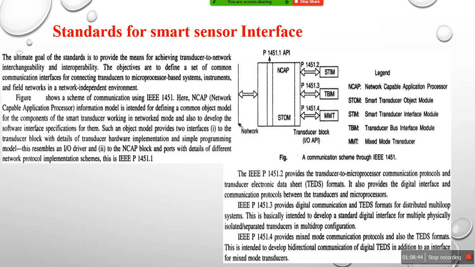Such an object model provides two interfaces. One is the transducer block, with the details of transducer hardware implementation and a simple programming model. This resembles an input-output driver. The other is the NCAP block and ports, with the details of different network protocol implementation schemes. So this is called IEEE P1451.1.